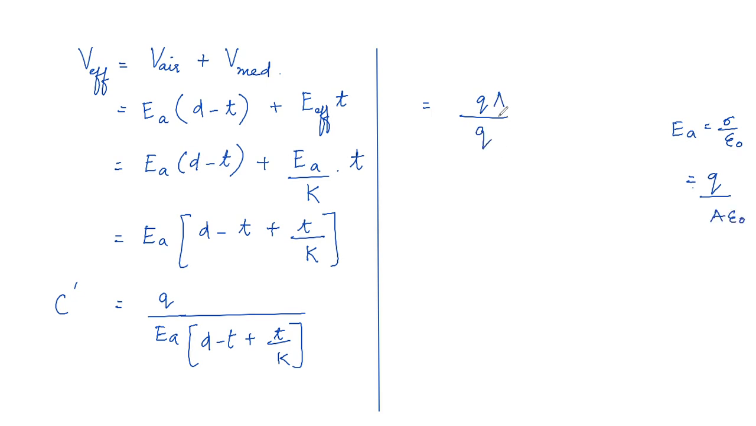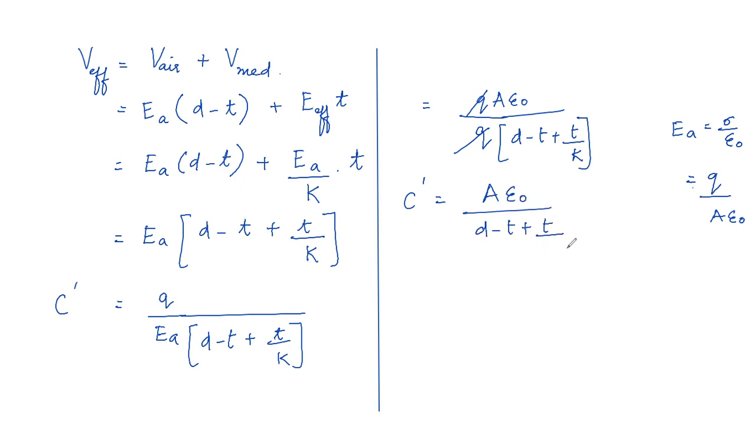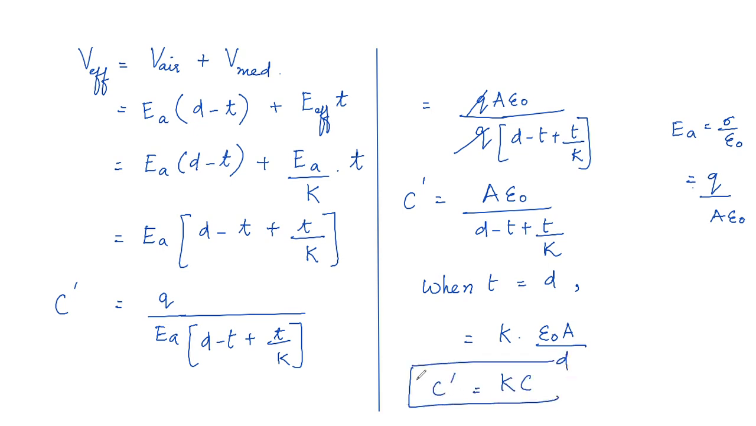So Q into A epsilon naught, and the rest we keep as d minus t plus t by K. Then Q will cancel. So this becomes equal to A epsilon naught divided by d minus t plus t by K. Now when t is equal to d, that is when the dielectric completely fills the space between the plates, d minus t becomes 0. This becomes d by K, so it becomes K times epsilon naught A by d, which is K times C. Got it, beta?